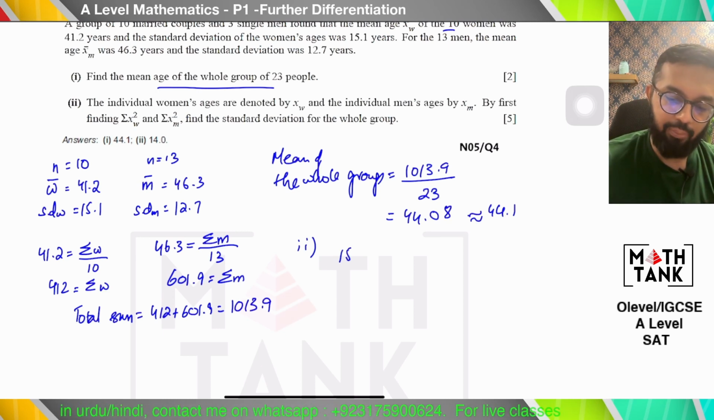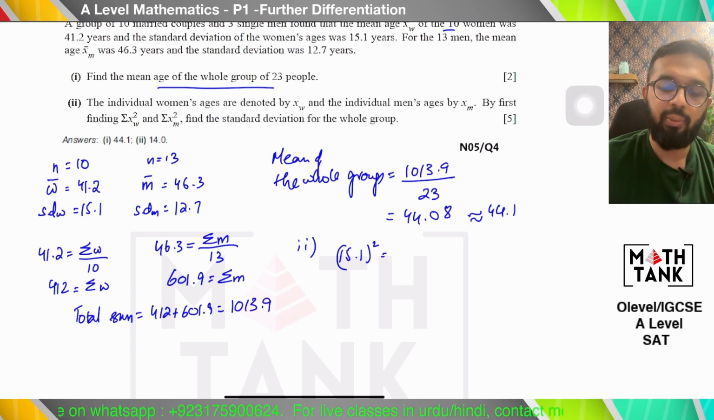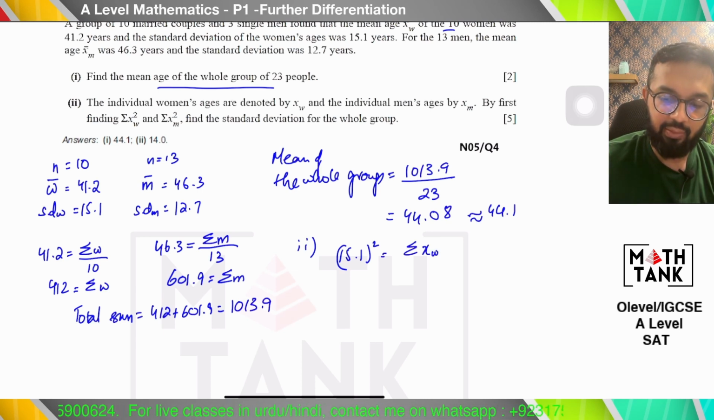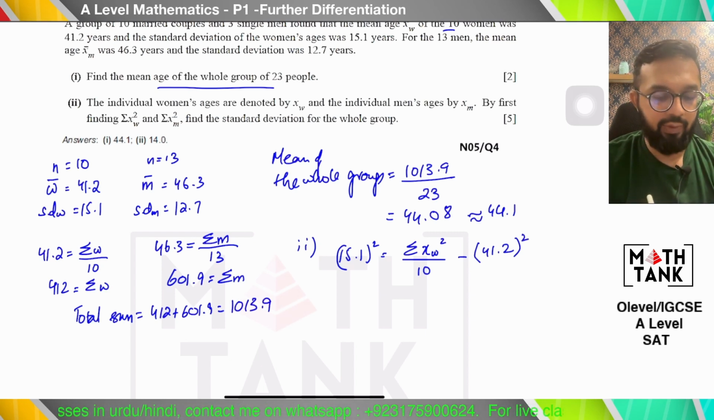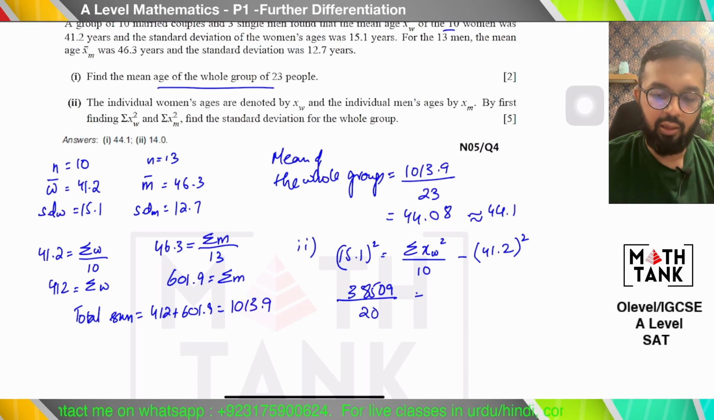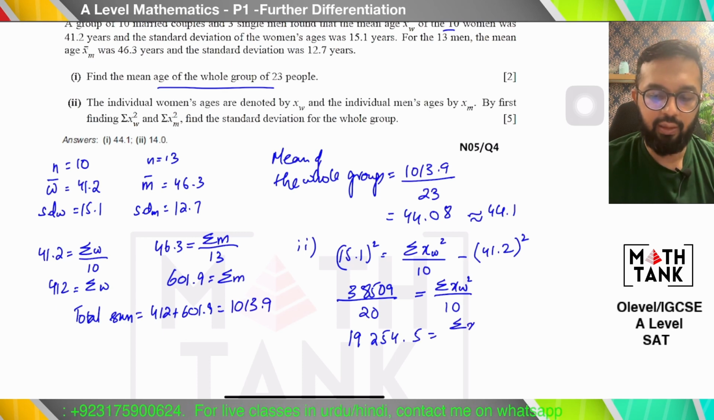So I'm going to use 15.1 squared, and I'm going to say that this equals sum of xW squared divided by 10 women, minus the mean age of those 10 women, which was 41.2 squared. So I've applied the variance formula, and let's see if I get the correct answer. I'm just going to square and add up quickly. So 15.1 squared plus 41.2 squared gives me 1925.45, multiplied by 10, and this gives me 19254.5, the sum of xW squared.